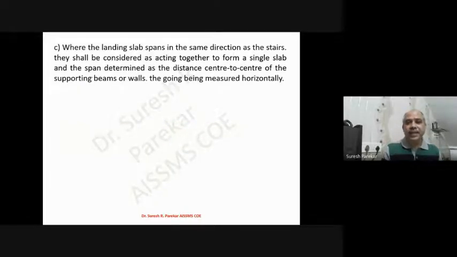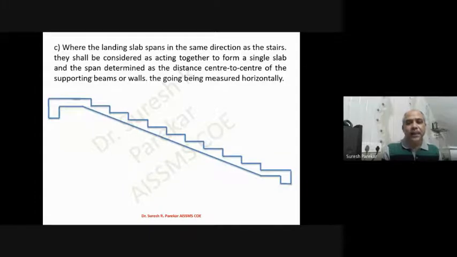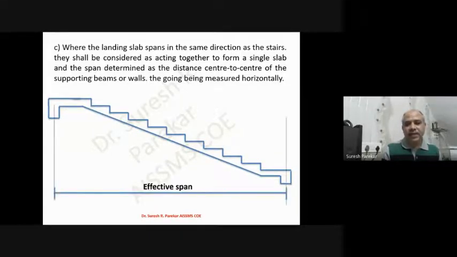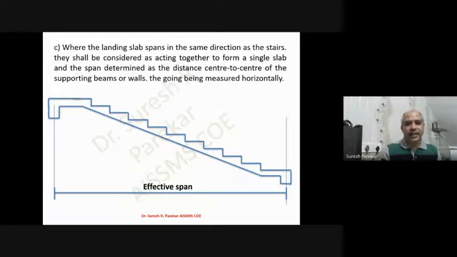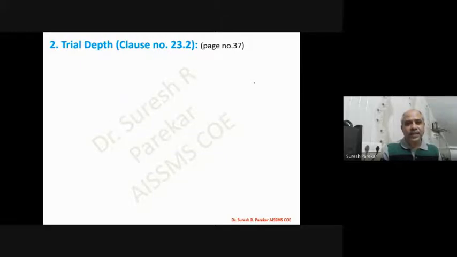Then where the landing spans in the same direction, and we have beams at the end of the landing, then the center to center distance between the beams will be my effective span. So now keep in mind, in this, whatever going we have, we have to consider the horizontal distance of the going. So here it is mentioned, the going being measured horizontally.